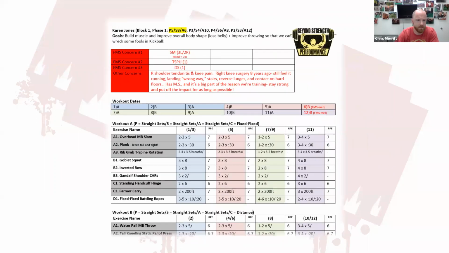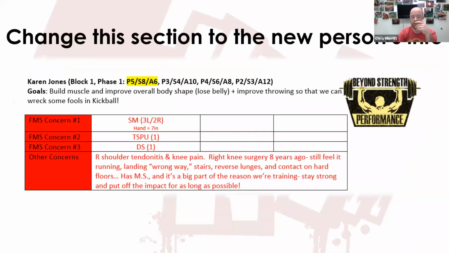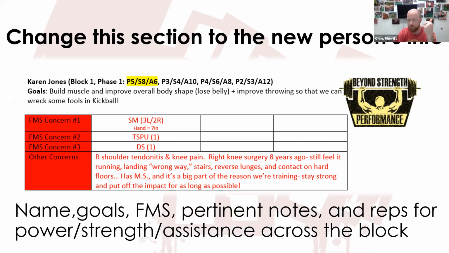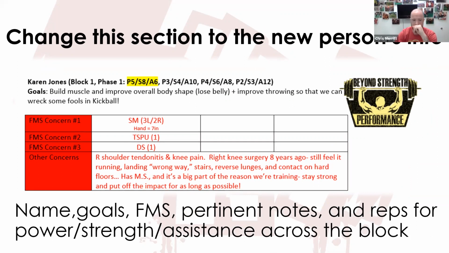This is where we're going to make those changes at the very top. Make sure at minimum we're changing their name. We're putting the new person's goals in, like I said earlier, in the exact terminology that they use, putting their FMS concerns in there, any other concerns. And then if we do, for some reason, want to change the repetition scheme for power, strength, and assistance, that's what we're going to talk about now.